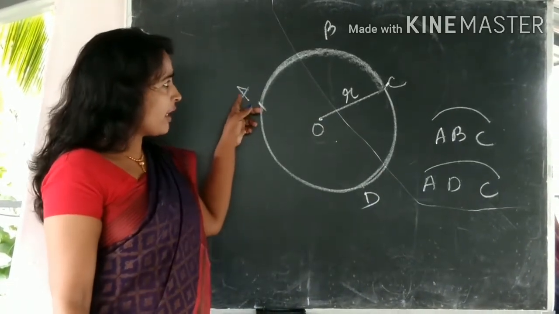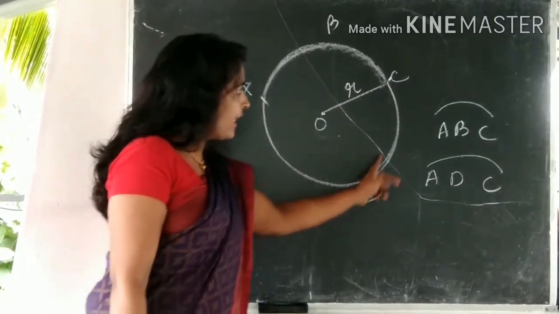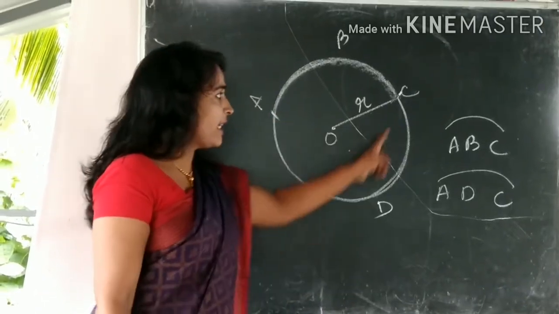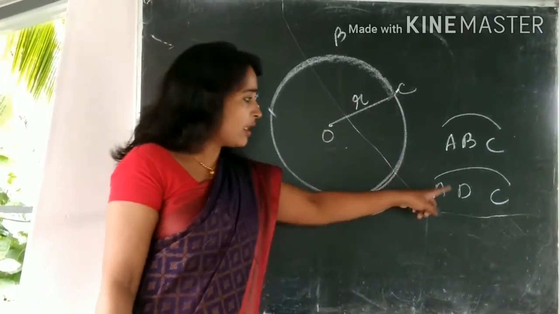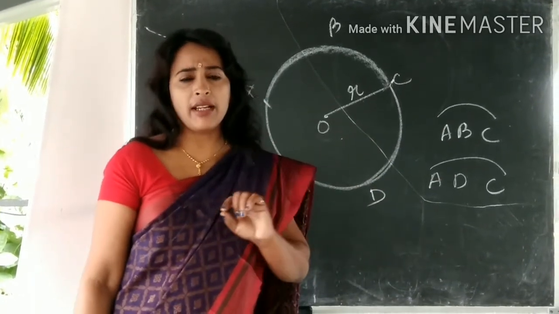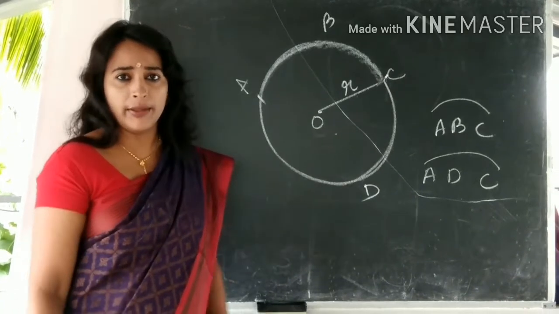And when we consider this arc ABC and the arc ADC, which is the greatest? ADC, right? So we call the second one the major arc and the first one the minor arc because it's smaller when we compare to the other.